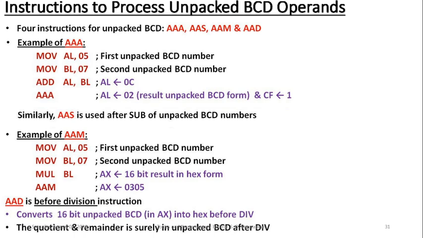It means that it will simply perform the conversion of unpacked BCD to hexadecimal, and then we carry out the division, and subsequently we get the quotient and remainder in proper unpacked BCD formats only. So no adjustment is required thereafter. That's why it is written in the last sentence at the bottom. The quotient and the remainder are surely in unpacked BCD after that particular division here. These are the instructions which are to be actually tested at the time of programming.